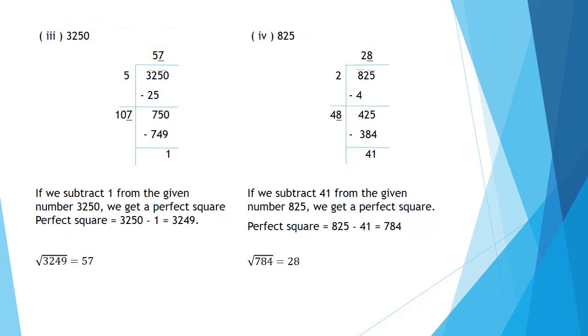Question number 3, 3250. Children, first we have to group the numbers, and here we have 4 digits. So from right to left we have to group, and the ones digit and tens digit form one group. So we put one bar here, and the hundreds place and thousands place form another group. So 32 is the second group.